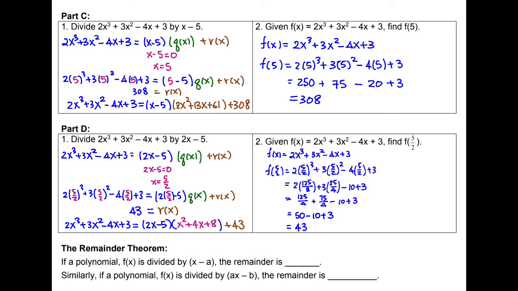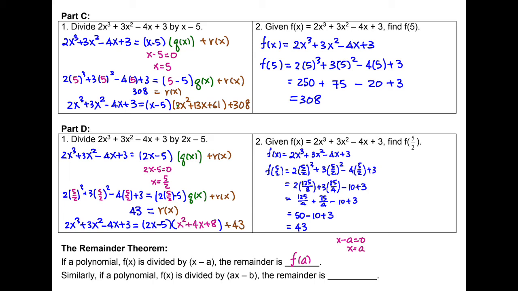Now, let's make a conclusion for our remainder theorem. If a polynomial f(x) is being divided by x minus a, we let the divisor equal 0. We find the value of x is going to be a. We substitute a into the function. It will become our remainder. So, therefore, our remainder is f at a.